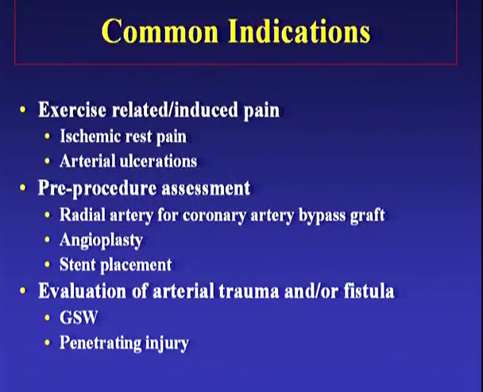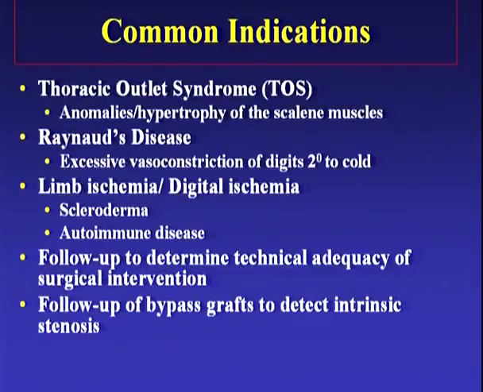Common indications for this type of exam, which are very similar between the duplex and the physiological testing, will be exercise-related, pre-procedural assessments such as radial artery for coronary artery bypass or angioplasty and stent placement, evaluation of arterial trauma and/or fistula, thoracic outlet syndrome, commonly called Paget-Schroetter, Raynaud's disease, limb ischemia or digital ischemia, follow-up to determine technical adequacy of surgical intervention, and follow-up of bypass grafts to detect intrinsic stenosis.